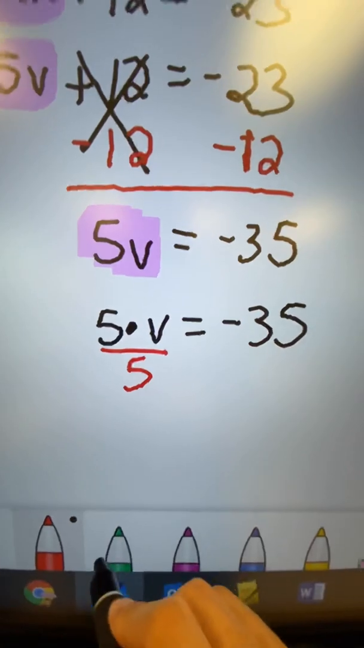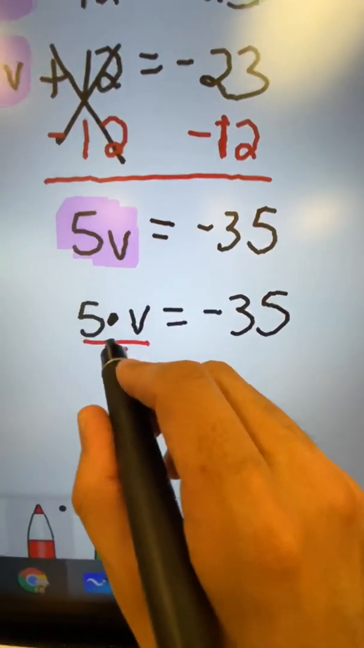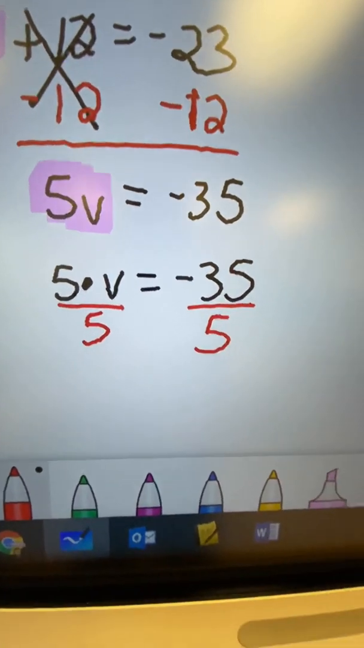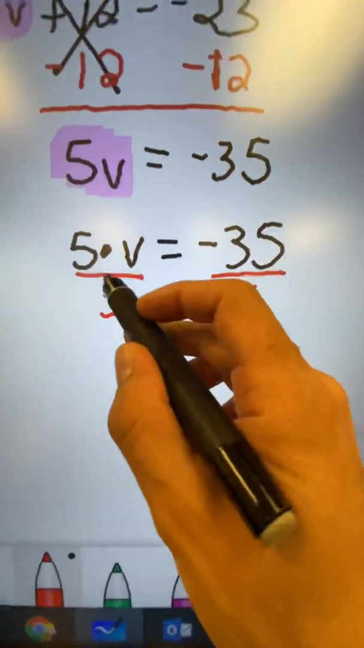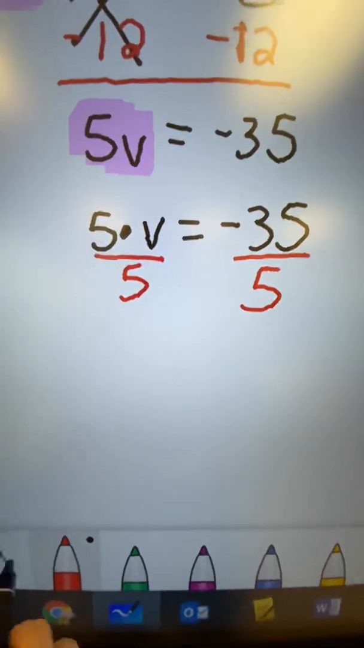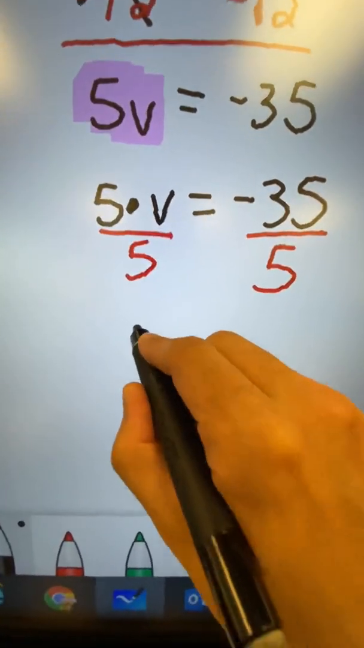So I divide by 5, and whatever I do to one side when I'm solving an equation, I've got to do the same thing to the other side. So I'm going to divide this side by 5 as well. And you can see here, by doing the opposite, dividing by 5 instead of multiplying by 5, that 5 divided by 5 is going to give us 1v.